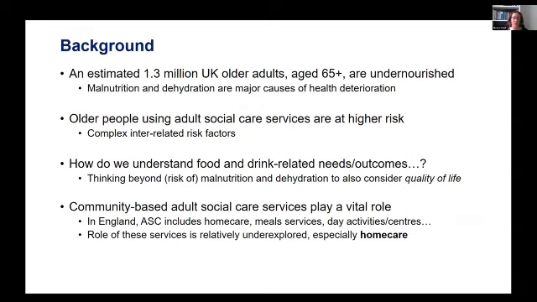We know there are quite complex risk factors related to that. Experiences that older adults have due to care needs, health conditions, social isolation, challenges in getting to shops and buying food, and so on. All of these things can mean that older adults are at greater risk. But in particular, those using adult social care services are at high risk, related to their care needs and potentially also social isolation and other related factors.